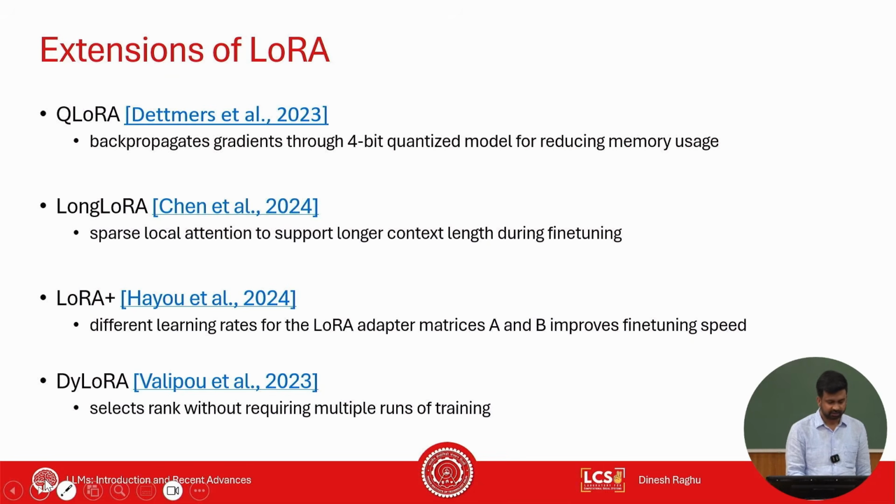And there is also another variant of LoRA, which says that since R is a hyperparameter, you will have to run your experiments in parallel with different values of R and figure out what works best. But this variant tells you how to get the right R without running it multiple times.